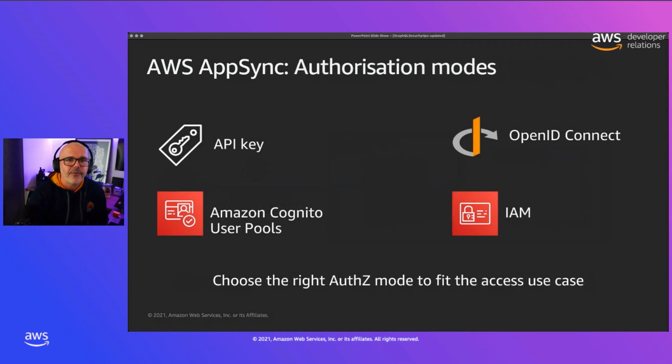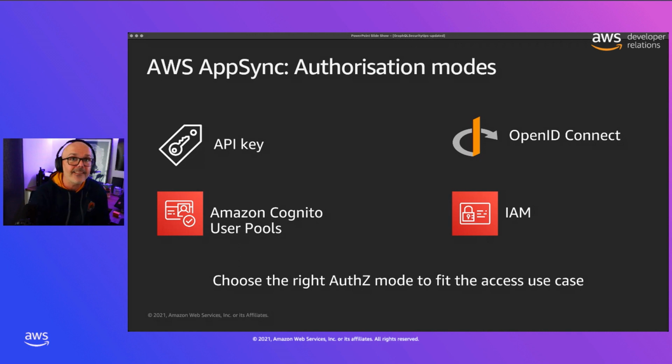So AppSync provides a couple of authorization modes that I'm going to go through next. So depending on the type of application you're building, it could be enterprise, it could be for a startup, and who you want accessing your API, you may want to choose a different authorization mode for each of those use cases. AppSync supports the following modes, which we'll dive deeper on in the next few slides.